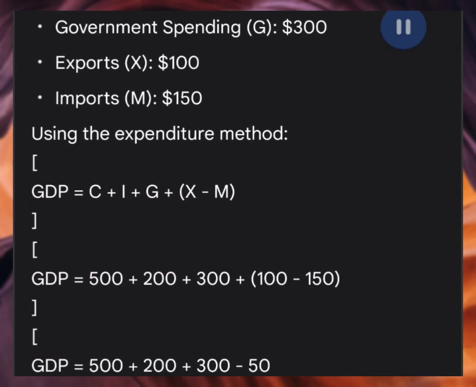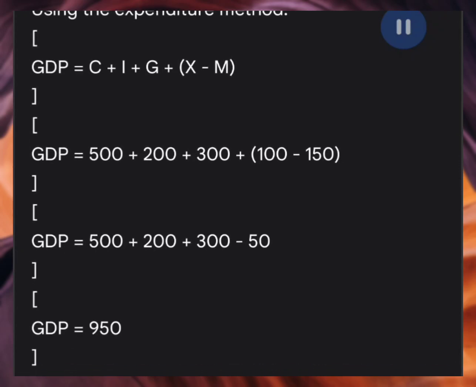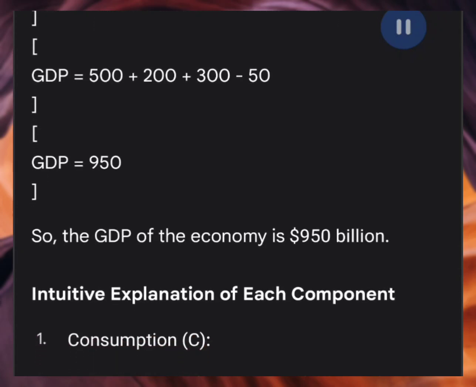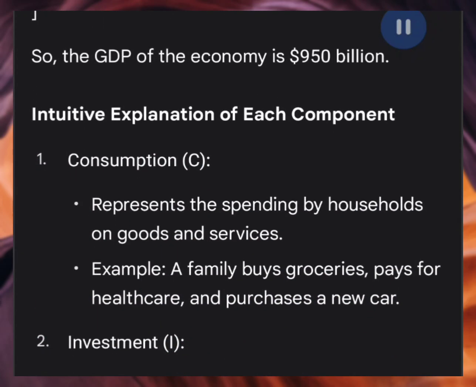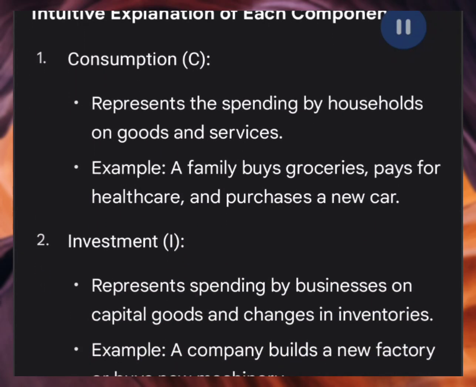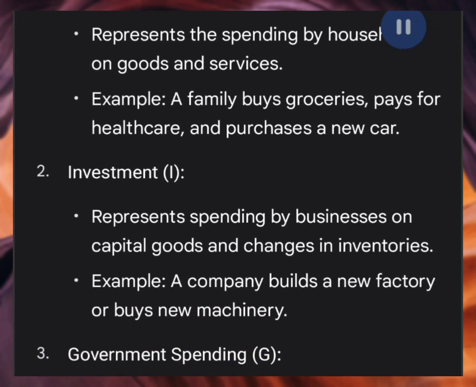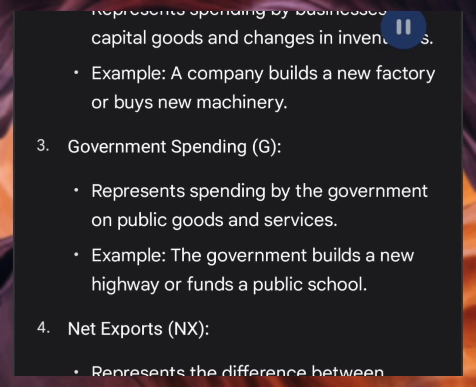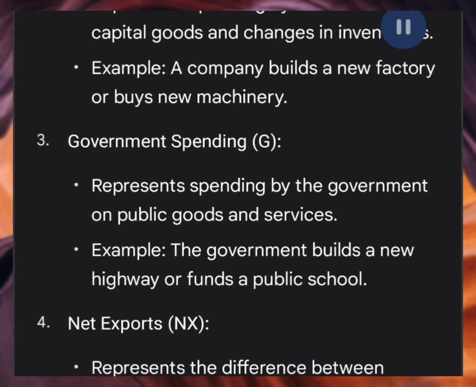Intuitive explanation of each component. 1. Consumption, C. Represents the spending by households on goods and services. Example, a family buys groceries, pays for healthcare, and purchases a new car. 2. Investment, I. Represents spending by businesses on capital goods and changes in inventories. Example, a company builds a new factory or buys new machinery. 3. Government spending, G. Represents spending by the government on public goods and services. Example, the government builds a new highway or funds a public school.